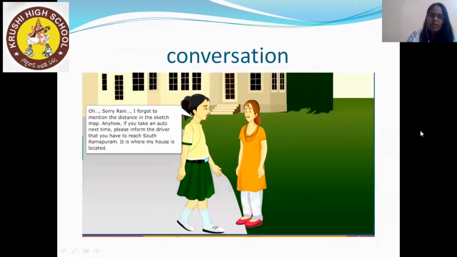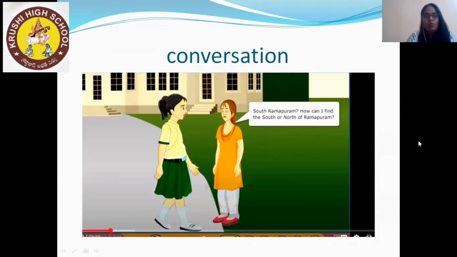"Oh, sorry, Rani, I forgot to mention the distance in the sketch map. Anyhow, if you take an auto next time, please inform the driver that you have to reach South Ramapuram. It is where my house is located." Now she was feeling very apologetic, and she said that for the next time, whenever you visit my house, just ask the auto driver to drop you at South Ramapuram. Vani insisted to Rani.